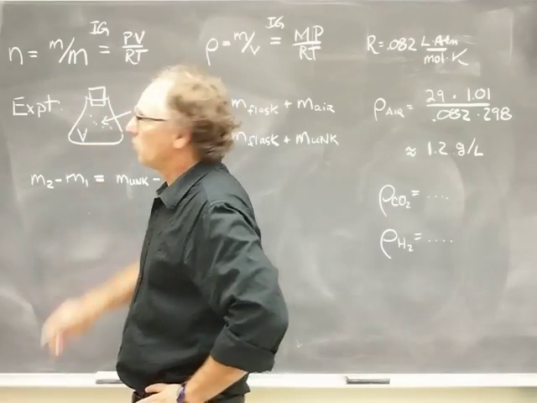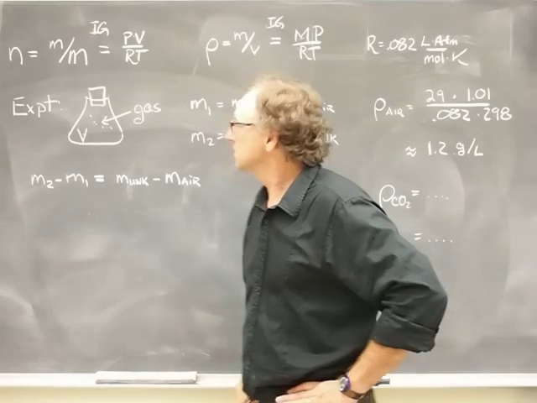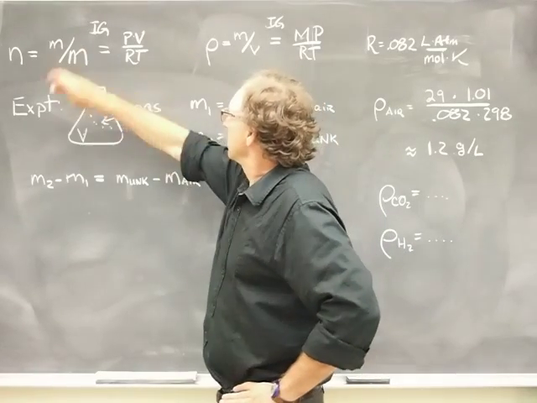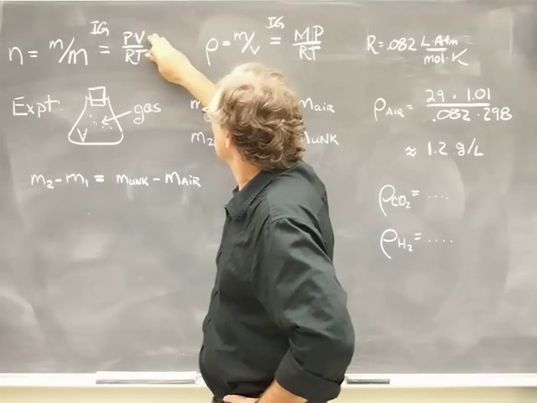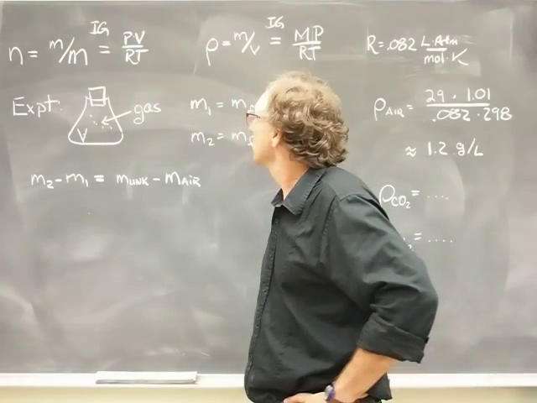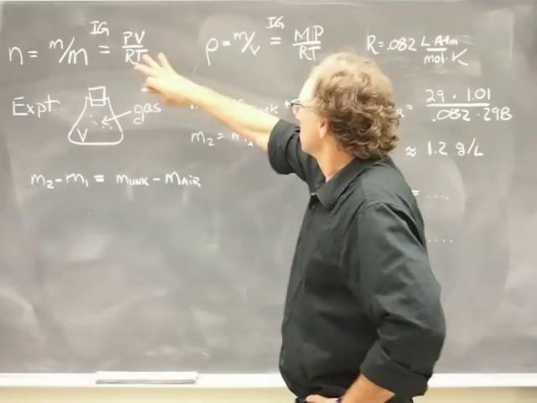First one is that the number of moles of any substance is equal to its mass divided by its molar mass. That's true of anything, but now if we're dealing with an ideal gas, you probably also know that the number of moles is equal to pressure times volume divided by R times T. So those are some pretty good, important theoretical equations.